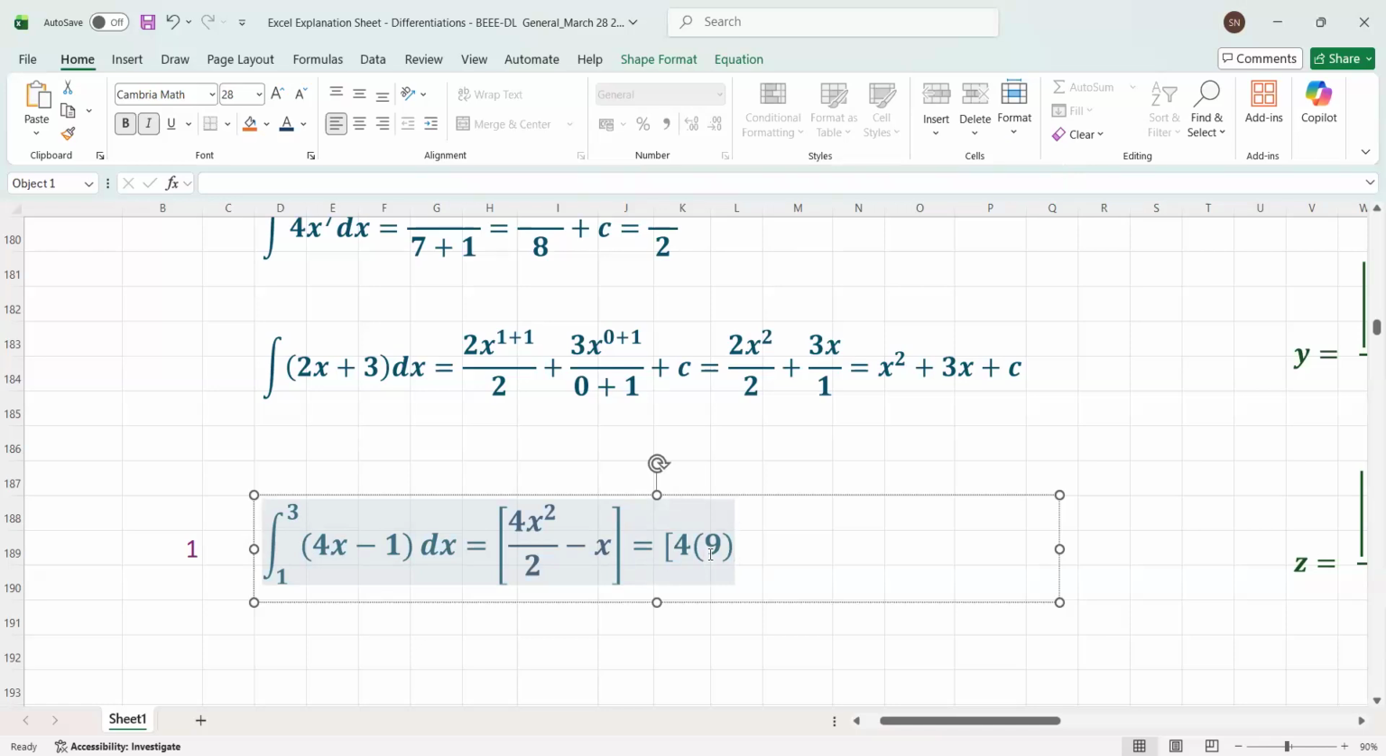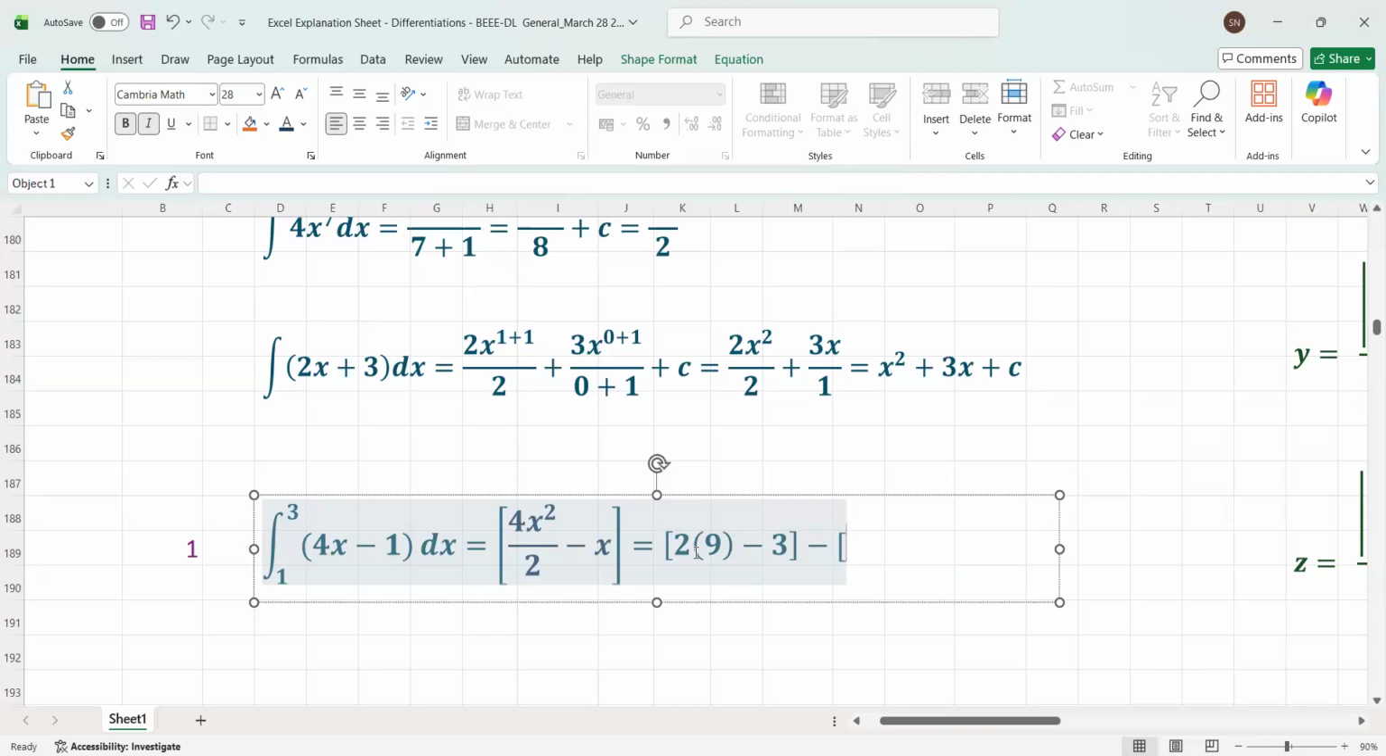And then 4 times 9, sorry, it's 4 over 2. Let's do it 2, because 4 divided by 2 gives me 2. So 2 times 9, then minus 3. Okay, so that will give me the upper limit, all minus the lower limit.